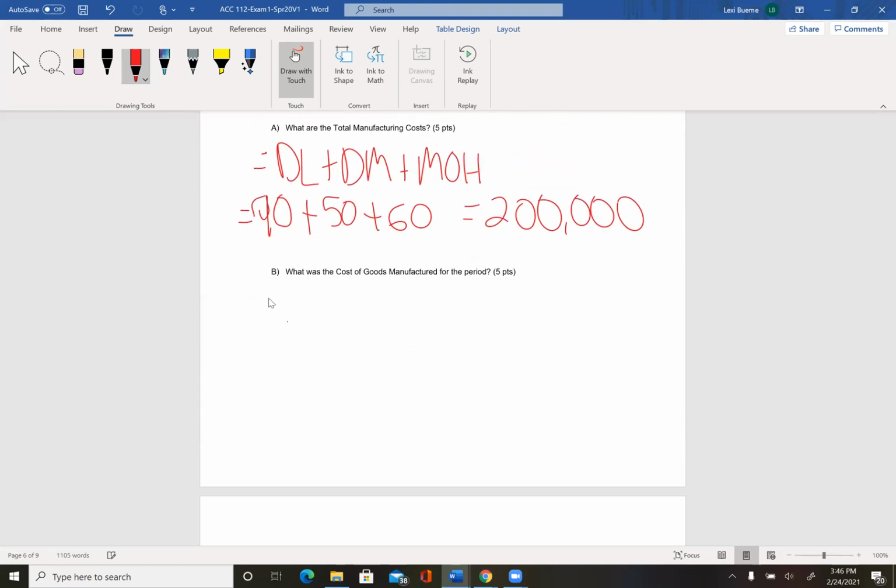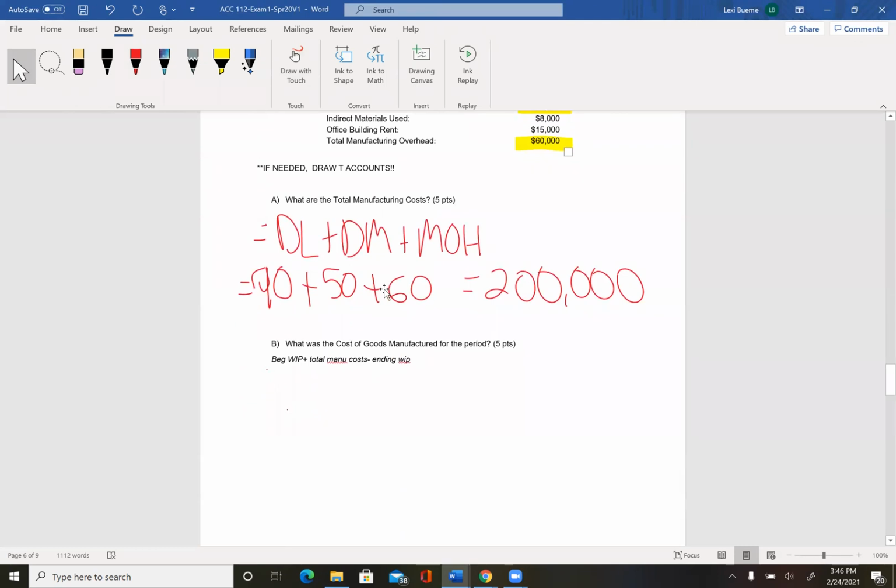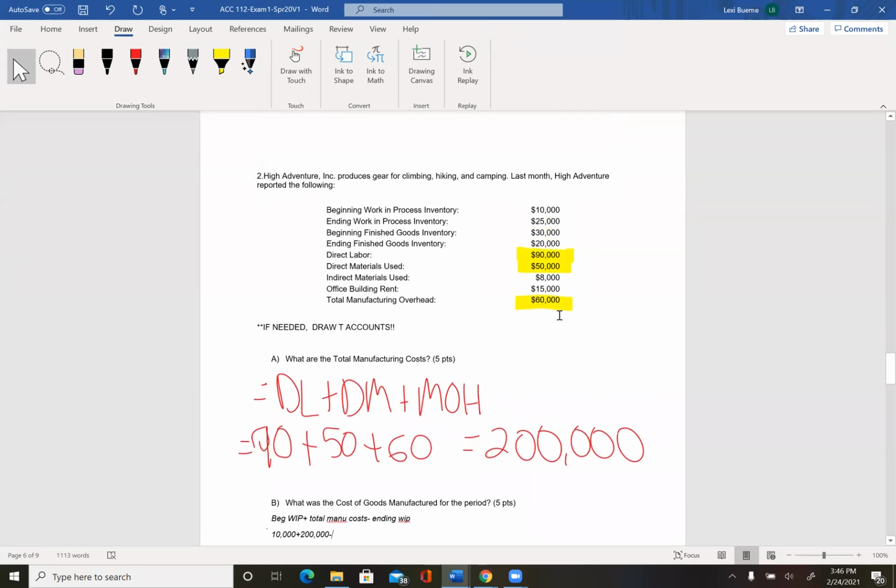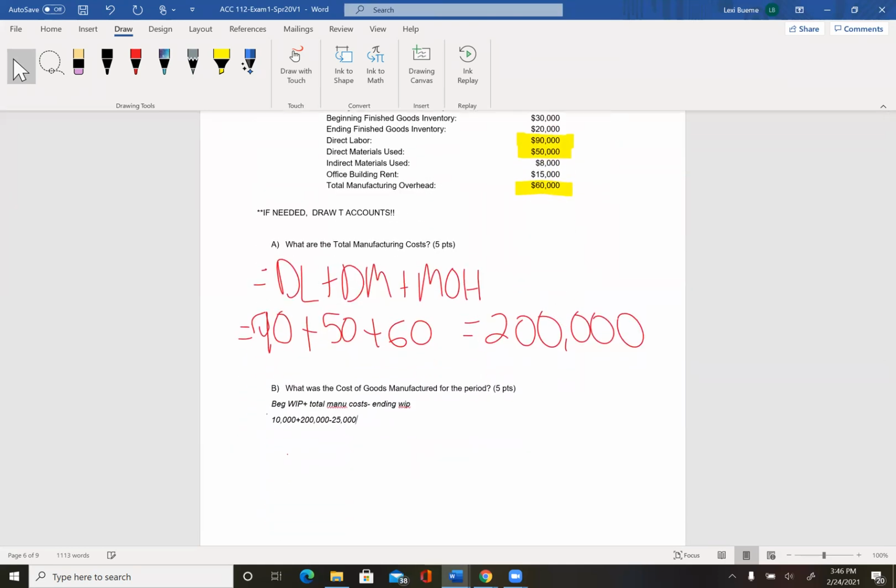And then cost of goods manufactured, the formula, I'm just going to write this out like this, is beginning WIP, which we did in the other practice exam, plus the total manufacturing costs minus the ending WIP. And so the beginning WIP is up here. It's going to be that 10,000. The total manufacturing cost is what we found above, the 200,000. And then the ending WIP, also from above, is 25,000. So that total is going to be 185,000.